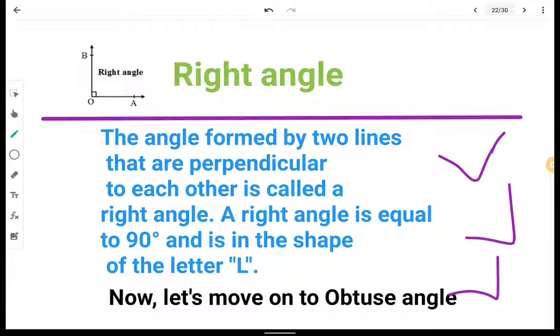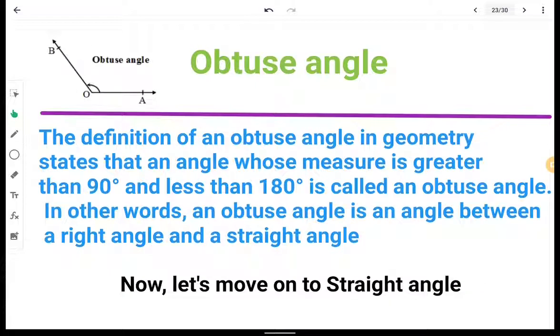Now it's time to move on to which angle? Yes, the obtuse angle. Let's move on to our obtuse angle. The definition of an obtuse angle in geometry states that an angle whose measure is greater than 90 degrees and less than 180 degrees is called an obtuse angle. So what is greater than 90 and less than 180 degrees? In other words, an obtuse angle is an angle between a right angle and a straight angle.